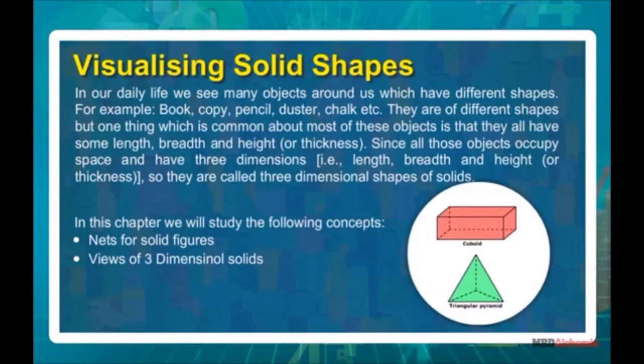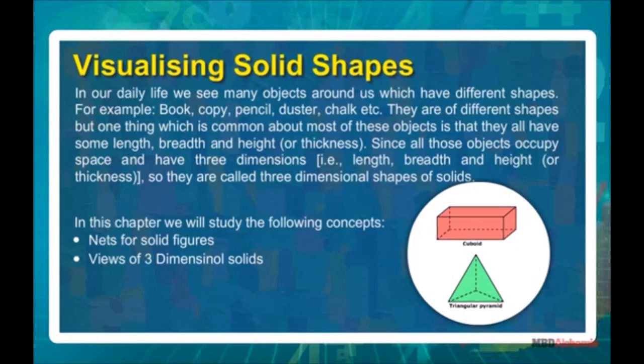In our daily life, we see many objects around us which have different shapes. For example, book, copy, pencil, duster, chalk, etc. They are of different shapes, but one thing which is common about most of these objects is that they all have some length, breadth, and height or thickness. Since all those objects occupy space and have three dimensions, that is length, breadth, and height or thickness, they are called three-dimensional shapes or solids.